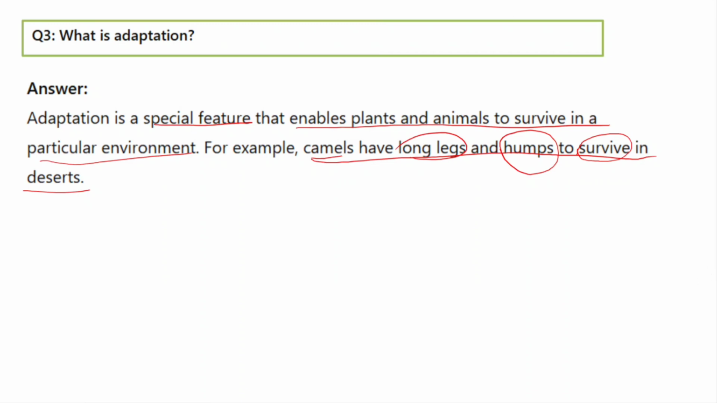Likewise, in the case of plants also, the deodar plant, why does it have this conical shape? It has a conical shape, as we have learned. Why? So that it can let the snow slide off and be free from the snow during snowfall time.